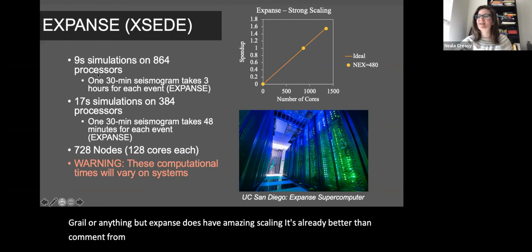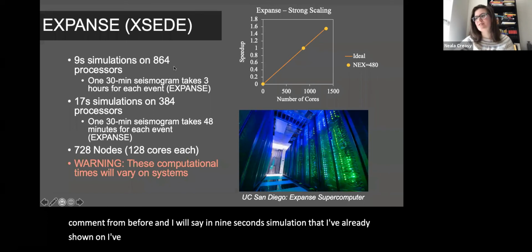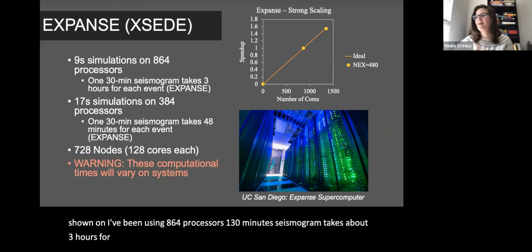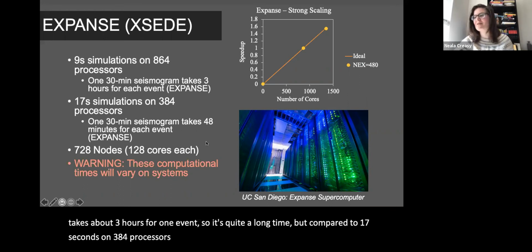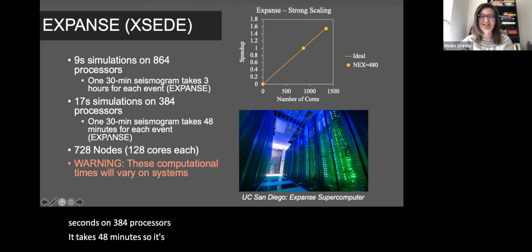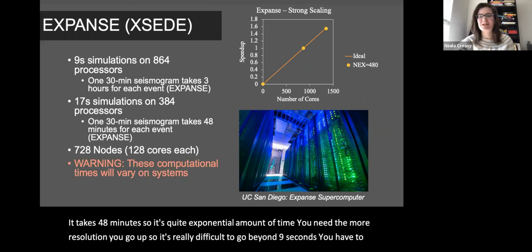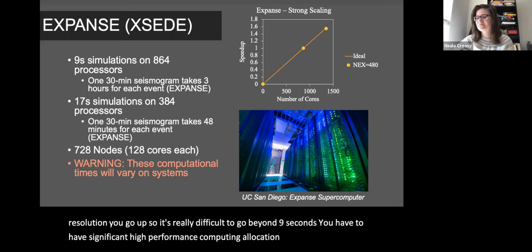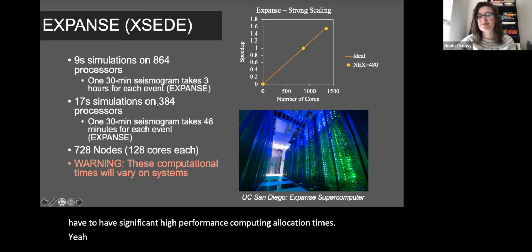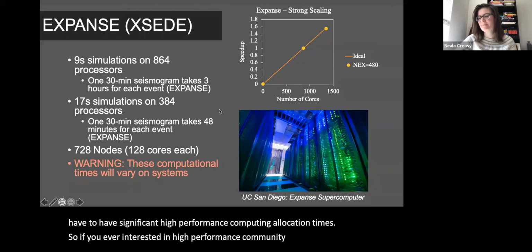And I will say, for a 9-second simulation that I've already shown, I've been using 864 processors. A 130-minute seismogram takes about 3 hours for one event. So that's quite a long time. But compared to 17 seconds on 384 processors, it takes 48 minutes. So it's quite exponential, the amount of time you need, the more resolution you go up. So it's really difficult to go beyond 9 seconds. You have to have significant high performance computing allocation times. But yeah, if you're ever interested in high performance computing, XSEDE is great to apply for.